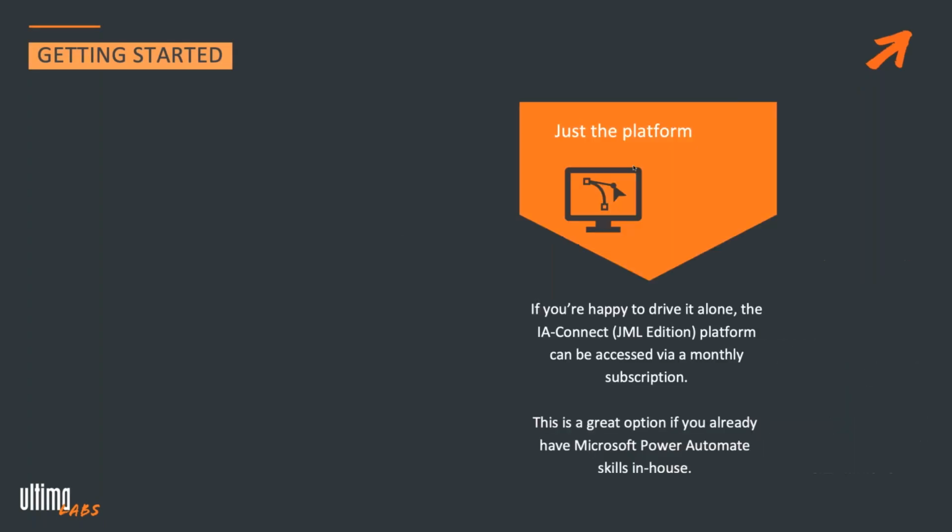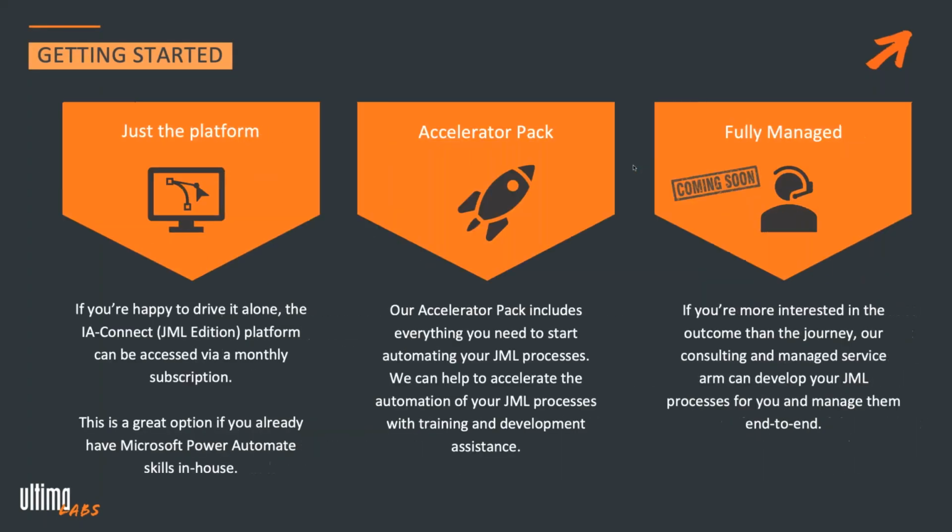But just to touch on how you can get started. We have a couple of options here. We have just the platform. So you can consume the platform as a subscription model, which I'll come on to on the next slide. The subscription to the platform includes the workers, and it includes being able to use the JML actions and building blocks, etc. This option is really good for organizations that already have PowerAutomate skills in-house, because if you have guys who know PowerAutomate, this is a doddle to pick up.